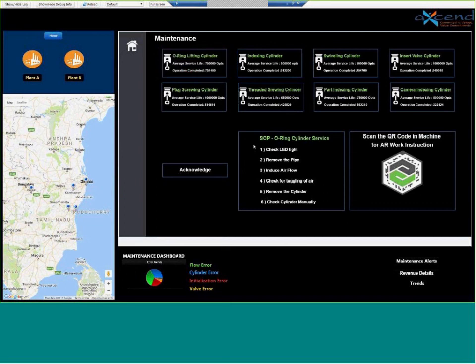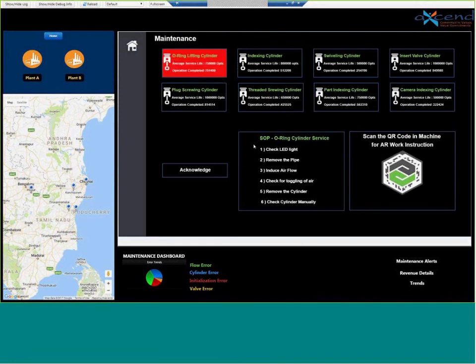Right now we can see that there is an O-ring cylinder that has gone down, and the reason it has failed is that it has gone past its average service life. The average service life was a certain amount, and the operation completed is way beyond it. This is the reason that this particular plant's availability has gone down. At a macro level, you see the availability has gone down, but if you want the most micro or the most granular data, we know that because of this single cylinder part that has failed, the entire plant availability has gone down.